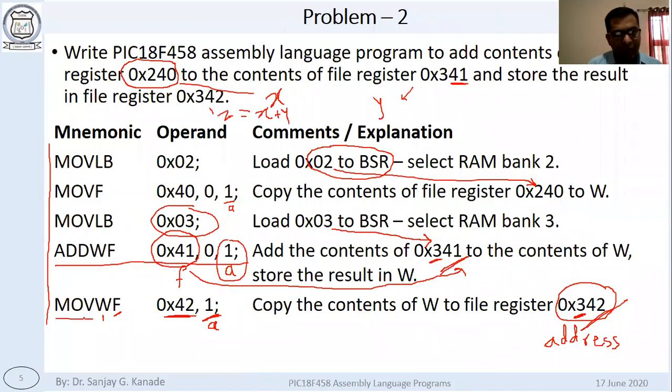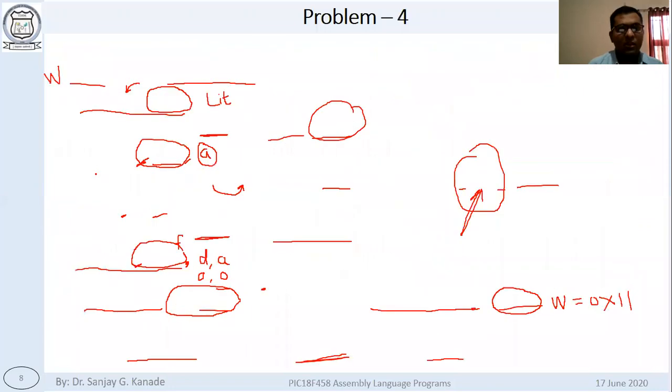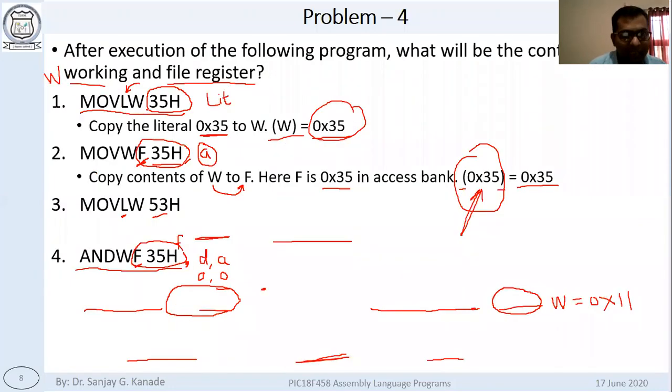Remember, whenever we are moving, like in the last program, unless it is move LW, only then will this be a value. If the instruction has L, then only it is a value. Otherwise, in the instruction it will be either L or F. If it is F, it is a file register address. If it is L, then only it is a value.